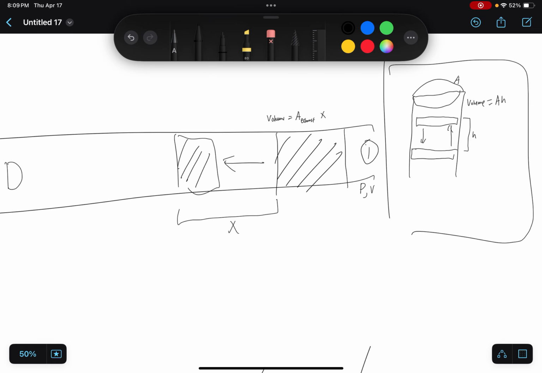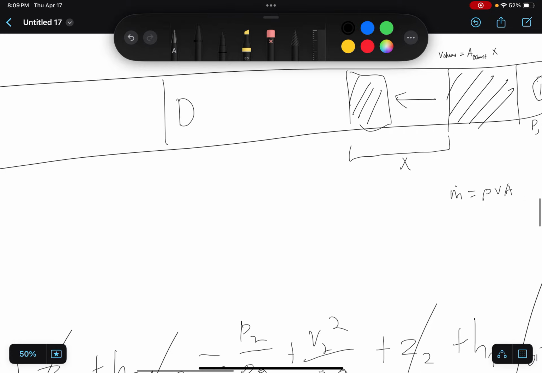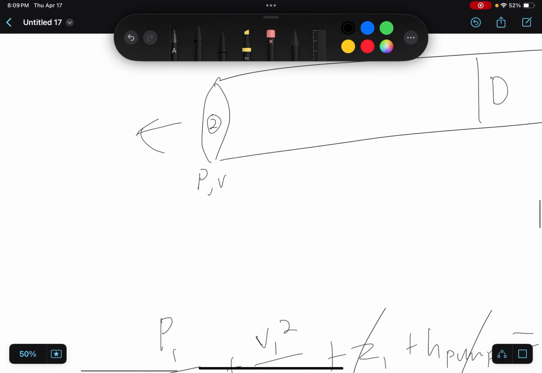So we have how much volume is being moved on this right hand. Well, what's the mass flow rate on the right hand side? So mass flow rate equals density, velocity, area. Let's assume area stays this. Well, all right, we'll get to that. So that's the mass flow rate equation. Here we also have m dot equals density, velocity, area. Cool.